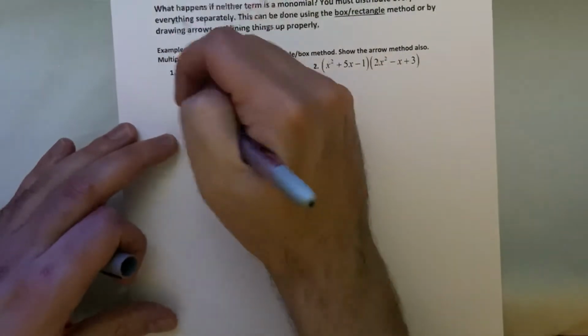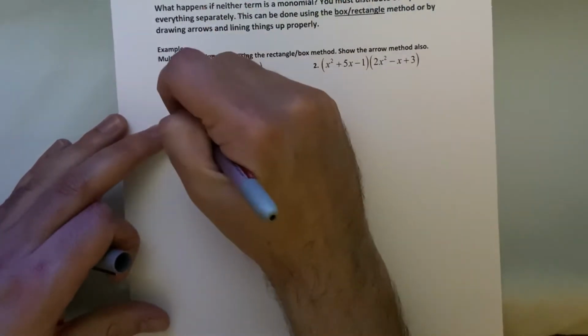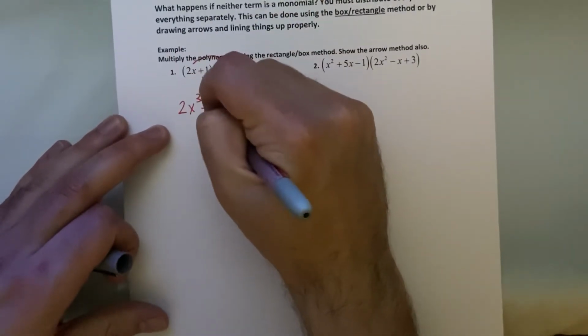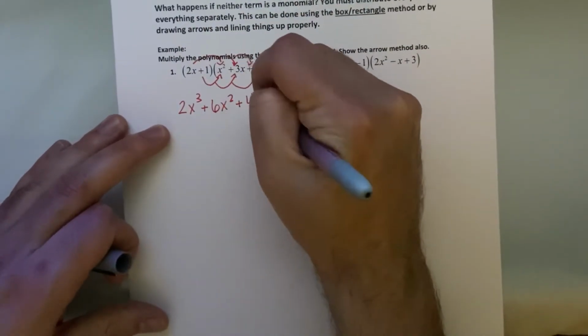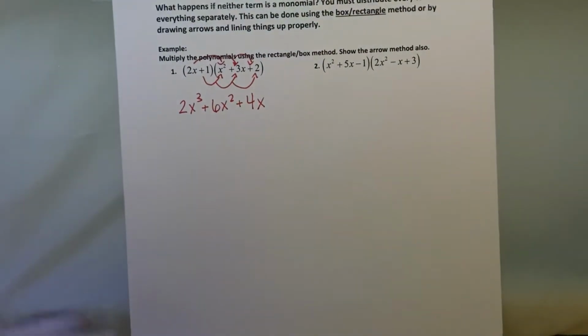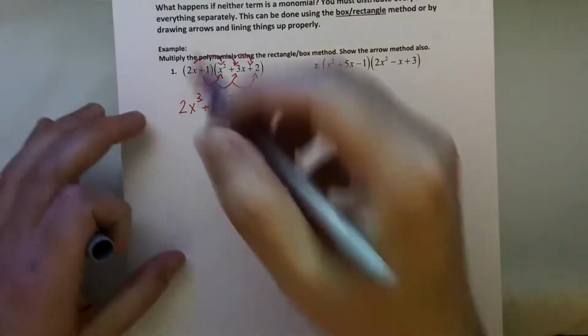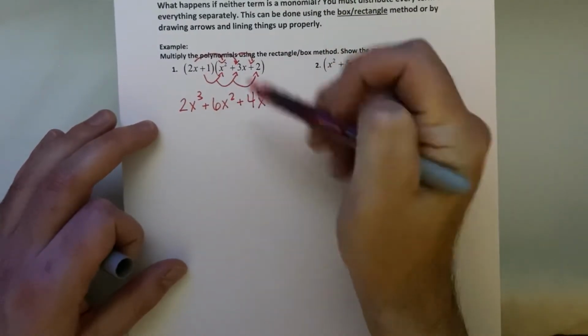So 2x times x squared, I'm going to do the lining up method first, is 2x cubed. 2x times 3x is 6x squared. 2x times 2 is 4x. So each row represents one term that I multiplied into the rest. Now I'm going to do 1, and I'll do it in the next row down. I'll make sure that they line up vertically.